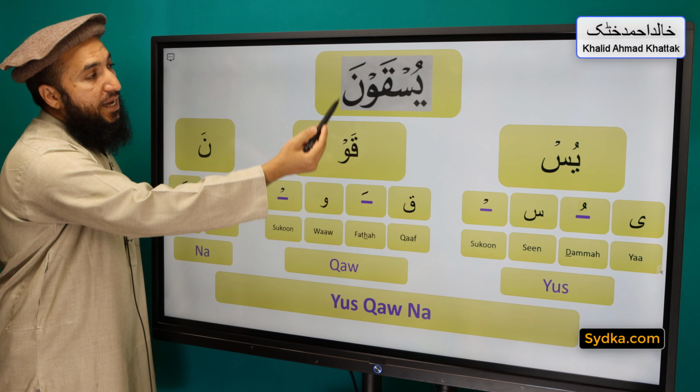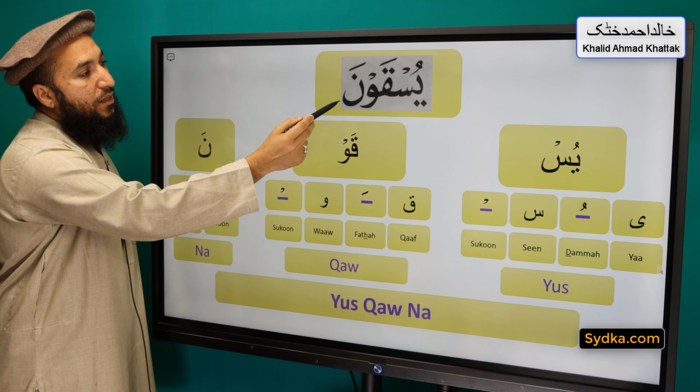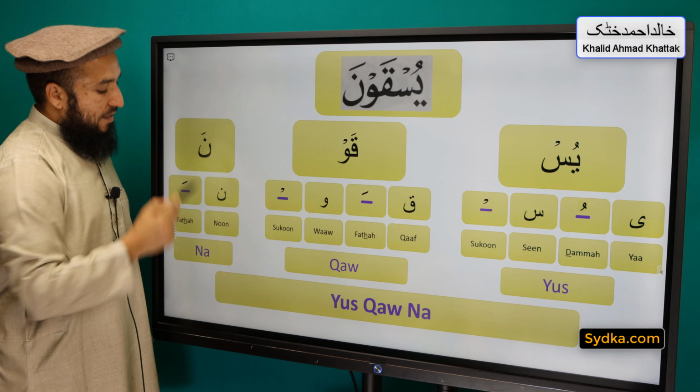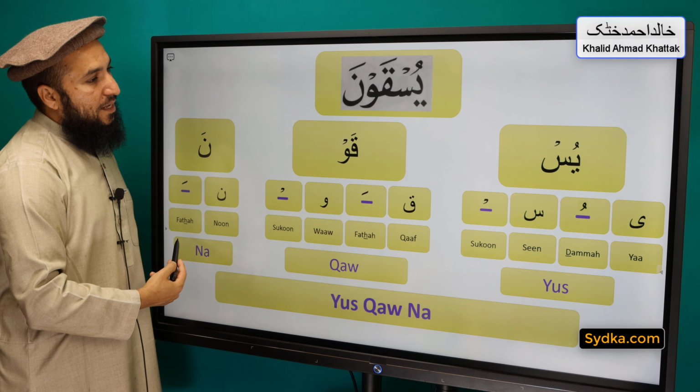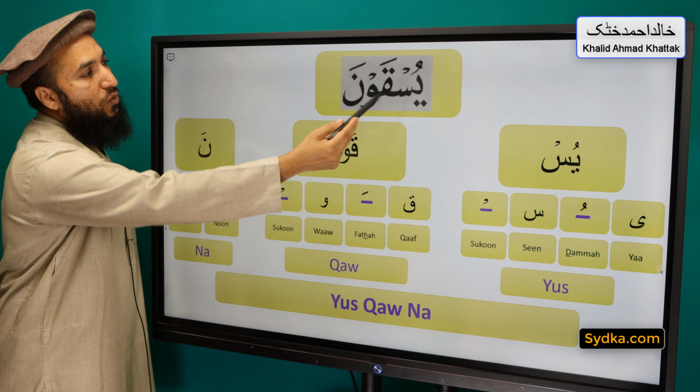Noon is a light letter, it has fatha on top of it, and it is prolonged for 1 count. Noon fathana. Combining all 3 syllables together we have yusqawna.